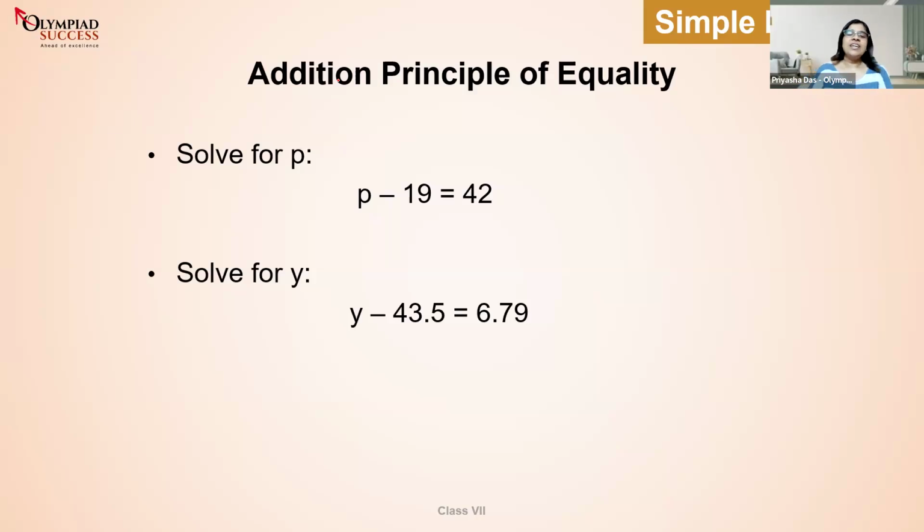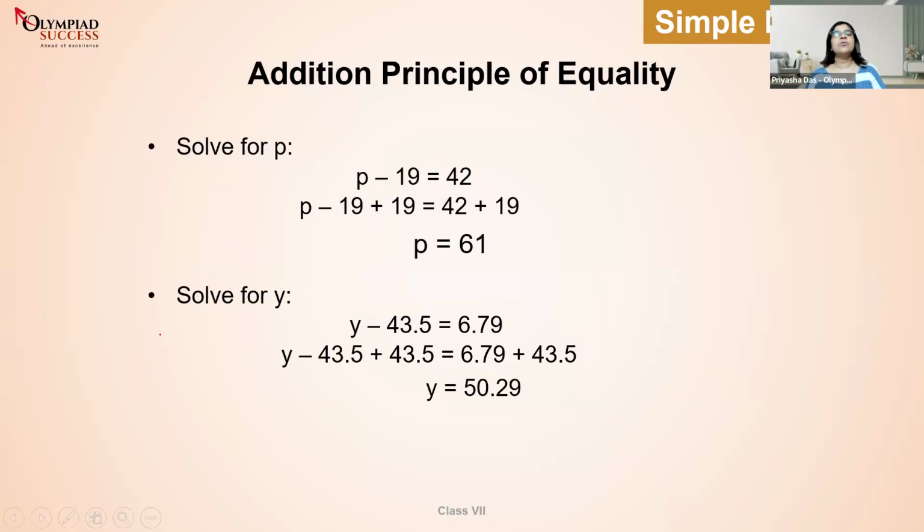Okay, good job. Shivangi, Ishan, Shaurya, Shravya. Where is Neeraj? Why is Neeraj's answer not coming? You guys are absolutely correct. P is equal to 61 because we will be shifting the 19 over here. And if we shift the minus 43.5, it will give me 50.29. Now, how will the answers be given in school? The answers in the school will be represented like this, step by step. Okay? Any doubts on this?